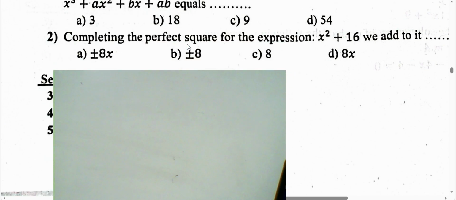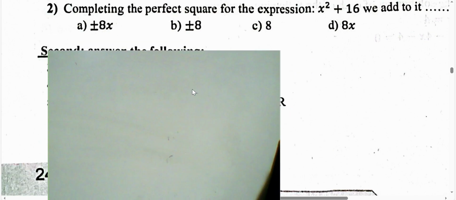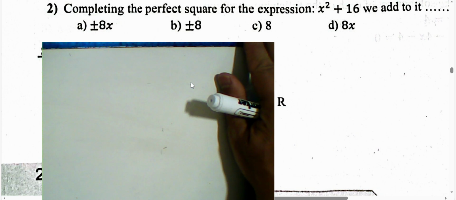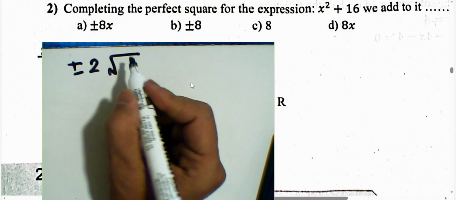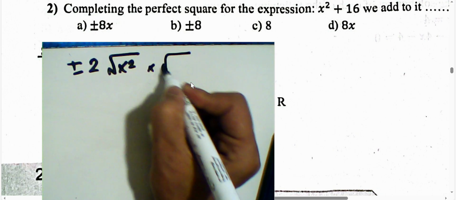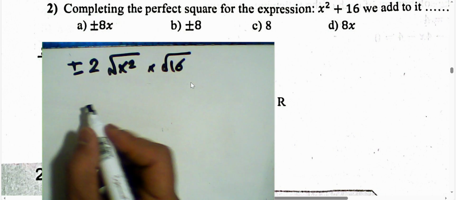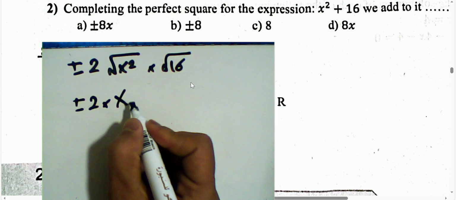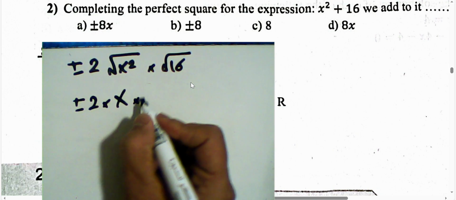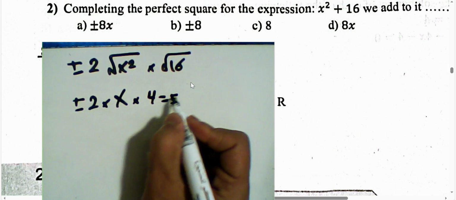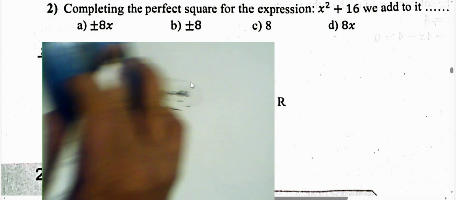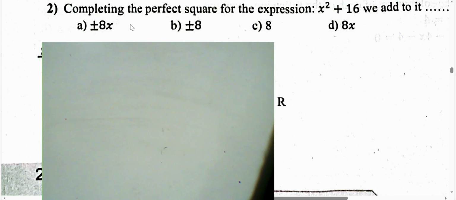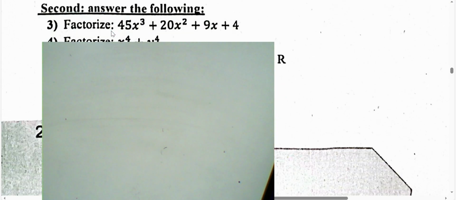Next question. Complete the perfect square of the expression x^2 + 16. We must add positive or negative 2 times the square root of the first term times the square root of the third term. Then we must add positive or negative 2 times x, the square root of x^2, times the square root of 16, which is 4. Positive or negative 2 times 4 is 8, and write x. Then the solution here is positive or negative 8x. Choose letter A.